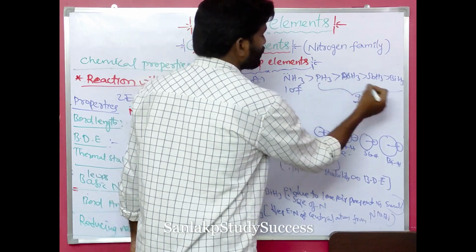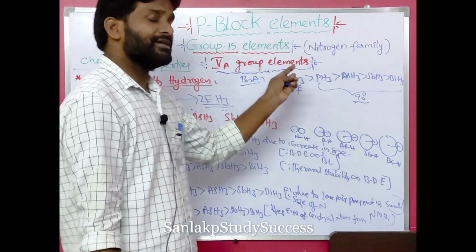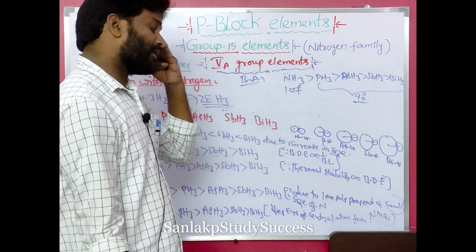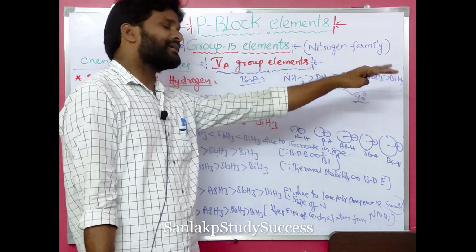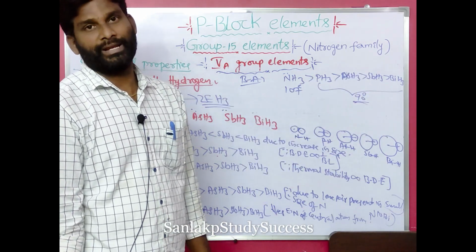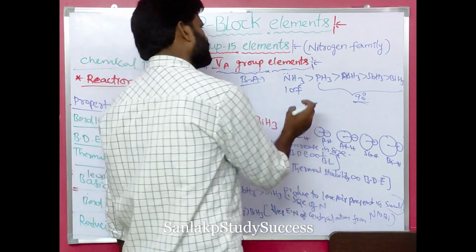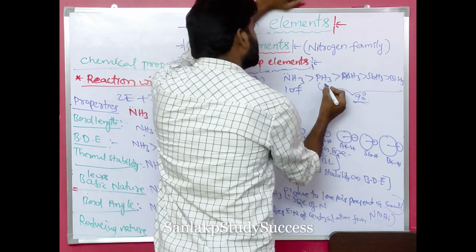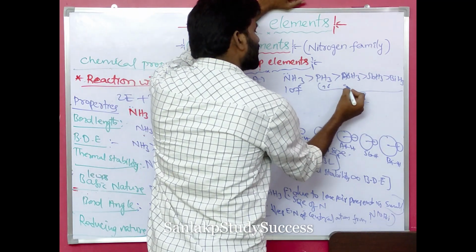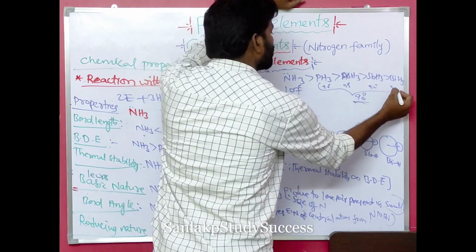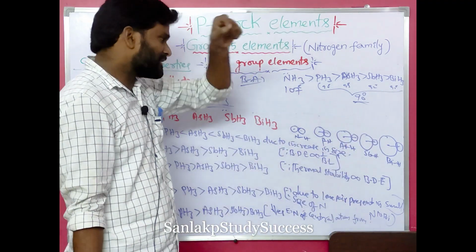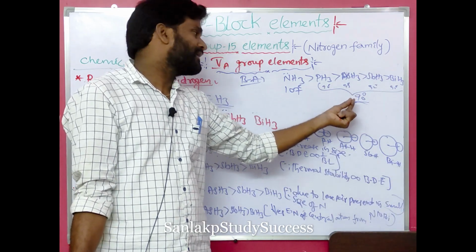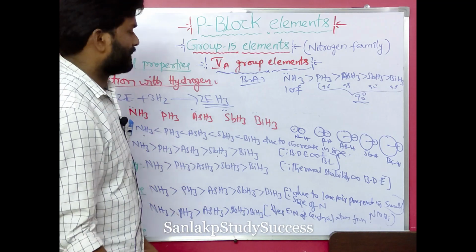All these 4 hydrides are having approximately equal bond angle, but we know that the bond angle decreases from NH3 to BiH3. That means this is 94 degrees, this is 93, this is 92, this is 91, in this way. That means 94 to 91 means decreases. So all these are having approximately 90 degrees bond angle, right?